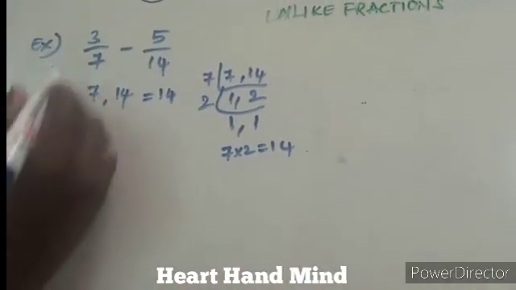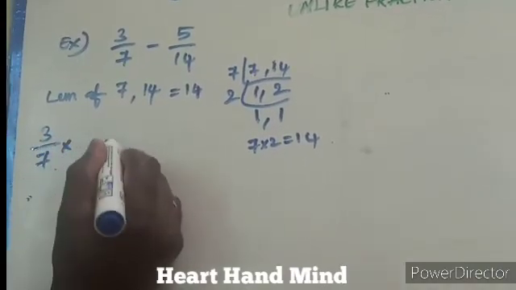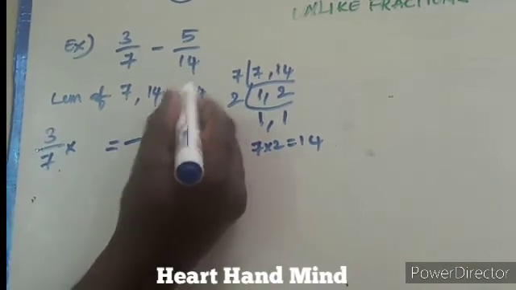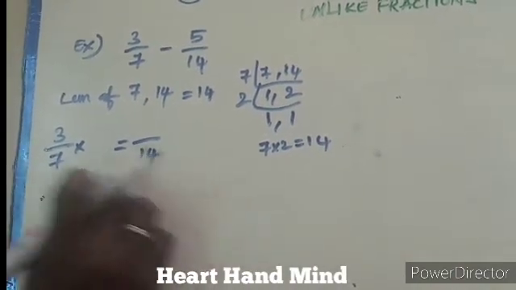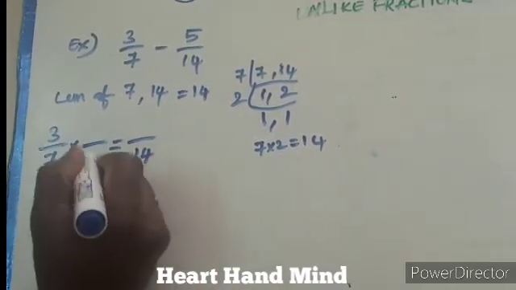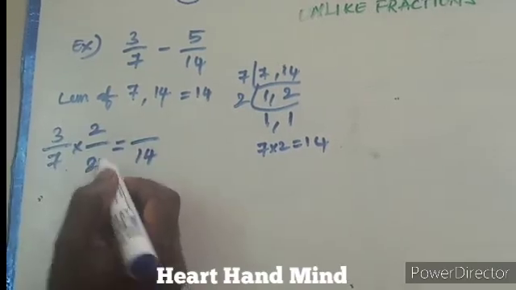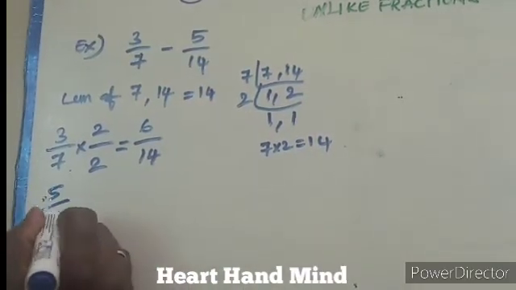Now take the first fraction, 3 by 7. Multiply, leave a gap, and write this LCM, which is the new denominator. I want this 7 to become 14. With what do I need to multiply? I need to multiply it by 2. 7 2s are 14. Same 2 I need to use for the numerator. So 3 2s are 6. Now take the second fraction, 5 by 14.